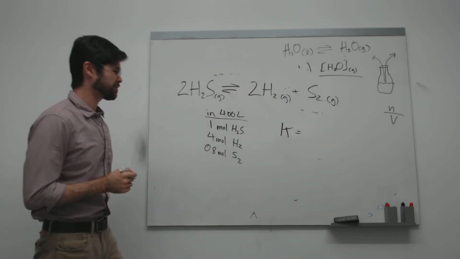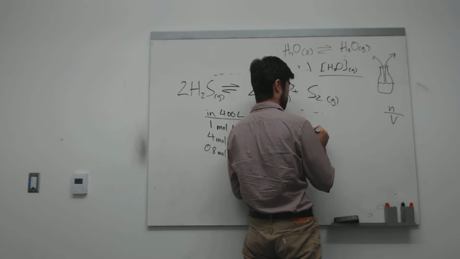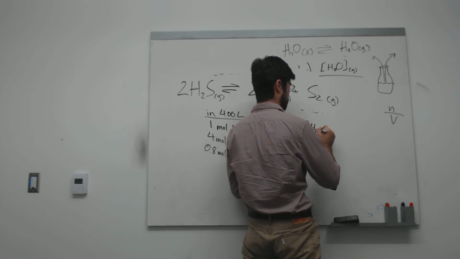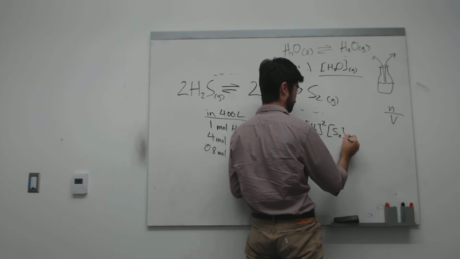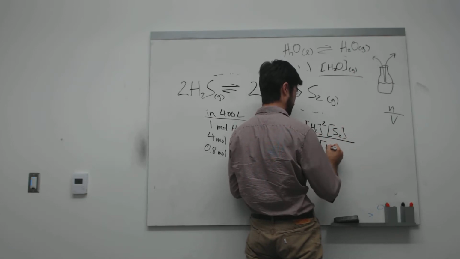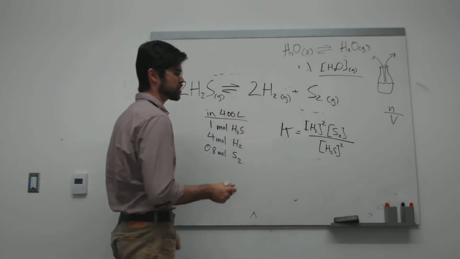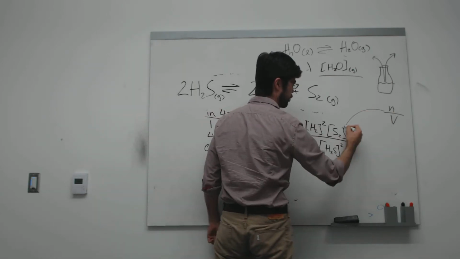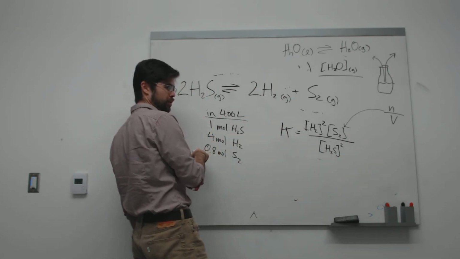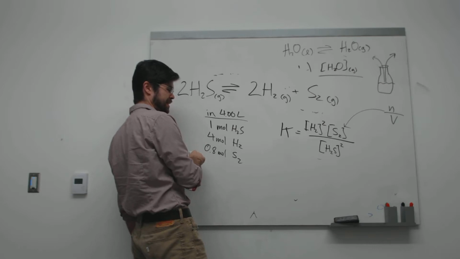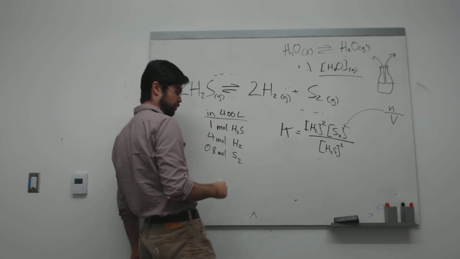Well, according to the law of mass action, the equilibrium constant should have the form concentration of hydrogen gas squared times concentration of the disulfur over the concentration of the hydrogen sulfide squared. Concentration is defined as moles over volume. So I can't just plug in mole quantities here. I have to divide all of these quantities by the volume, or 4.